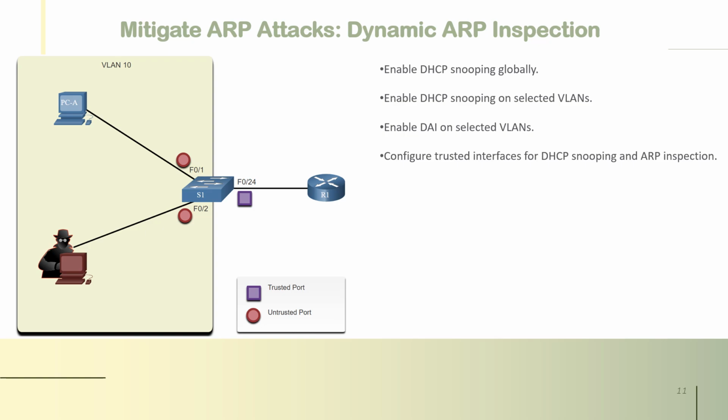As you can see, switch 1 is connecting 2 users on VLAN 10. Dynamic ARP inspection will be configured to mitigate against ARP spoofing and ARP poisoning attacks. And as it is shown in this example, DHCP snooping will be enabled because dynamic ARP inspection requires the DHCP snooping binding table to operate, and then DHCP snooping and ARP inspection are enabled for the PC on VLAN 10.